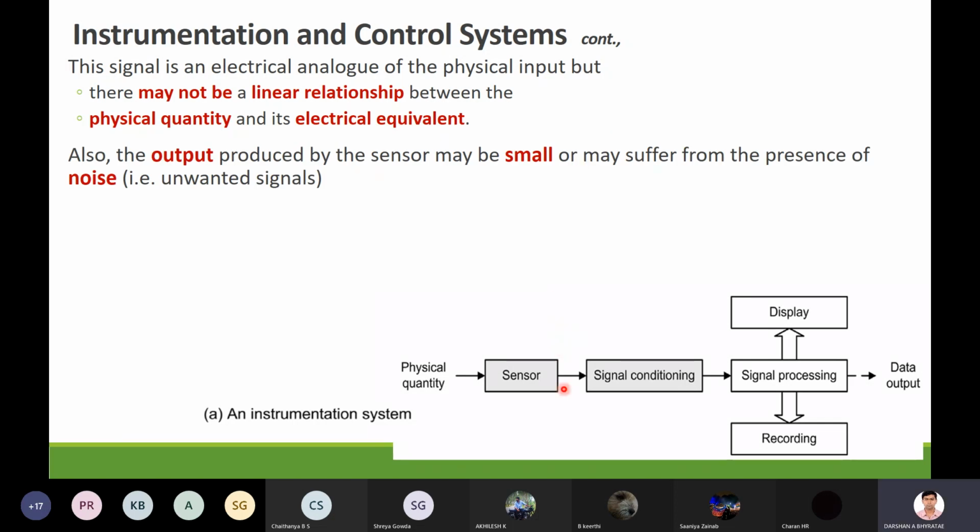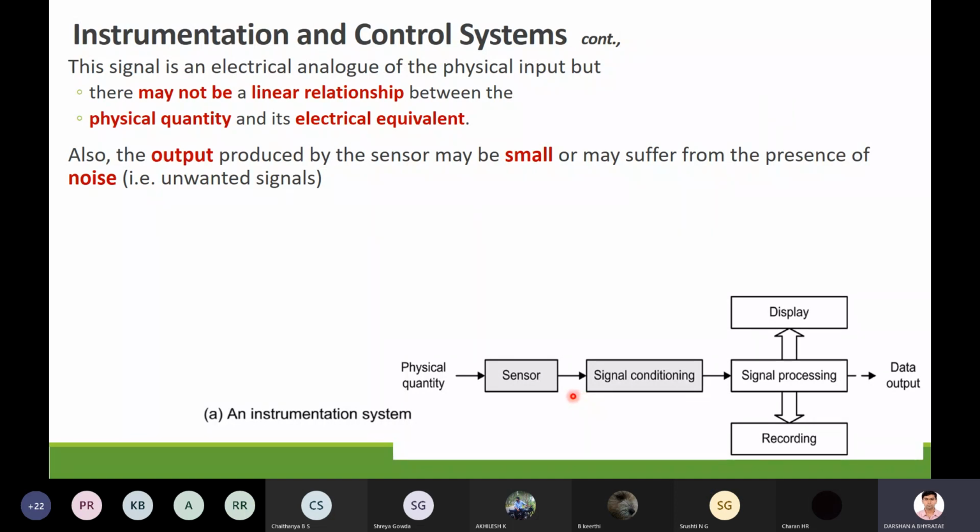Whatever output it generates at the output of my sensor may be electrical energy, but along with that, sometimes it is going to add a noise signal at the output of my sensor. The noise signal is nothing but the unwanted signal here. The unwanted signal is not required, it is a waste signal. It is going to add to the output of my sensor. That is what we call a noise signal.